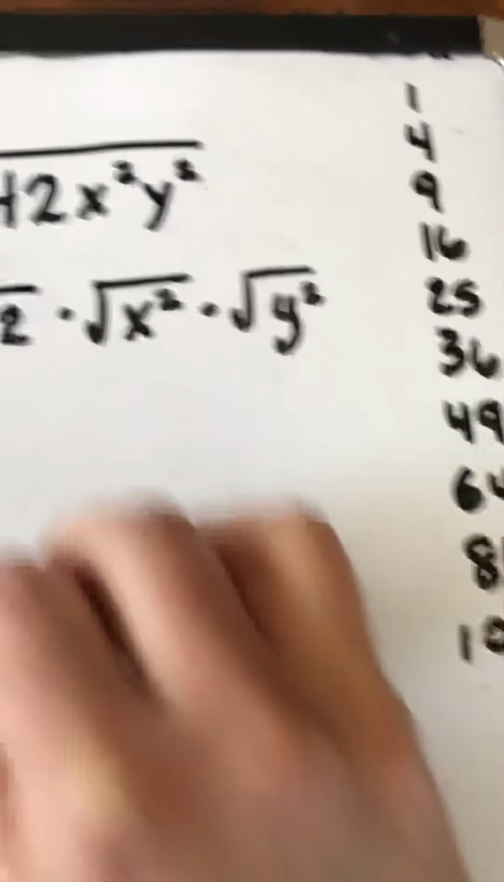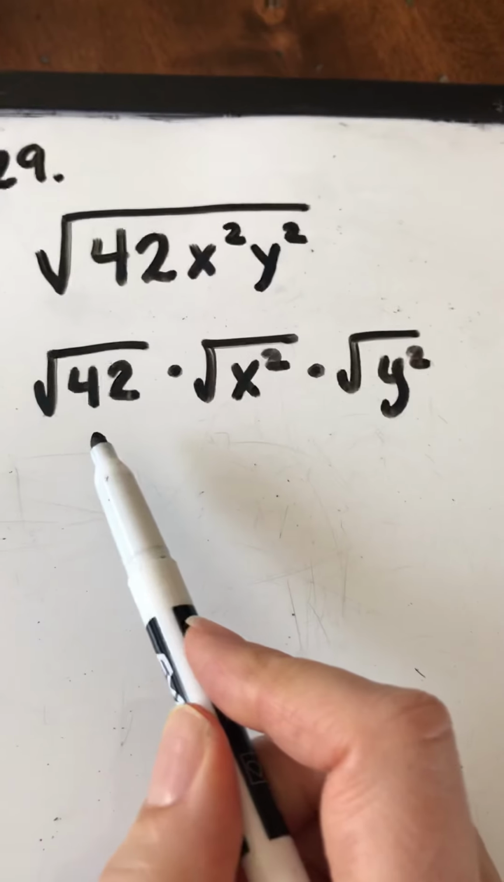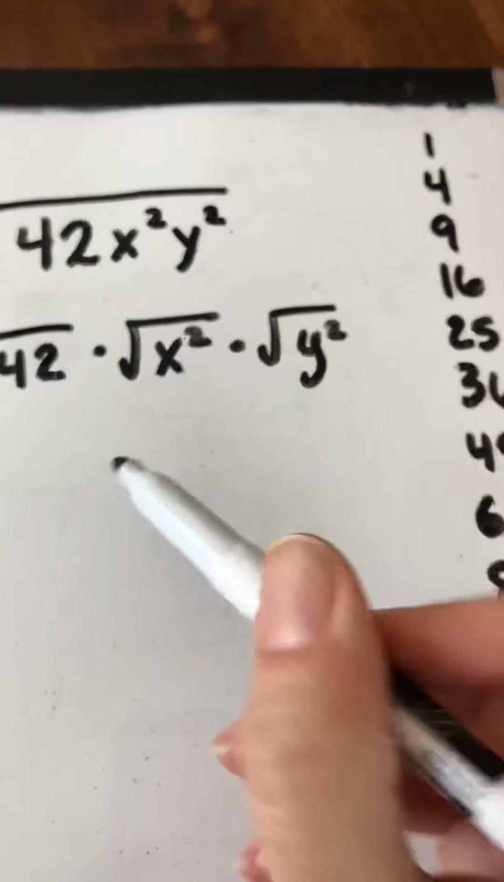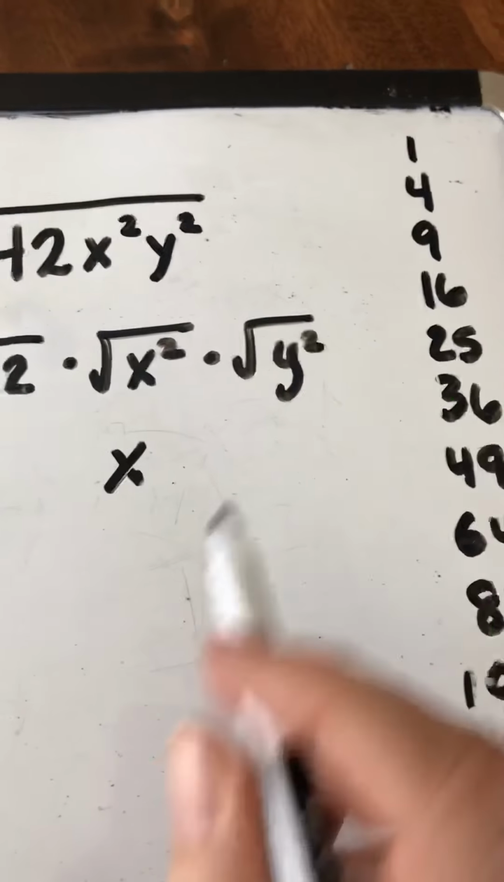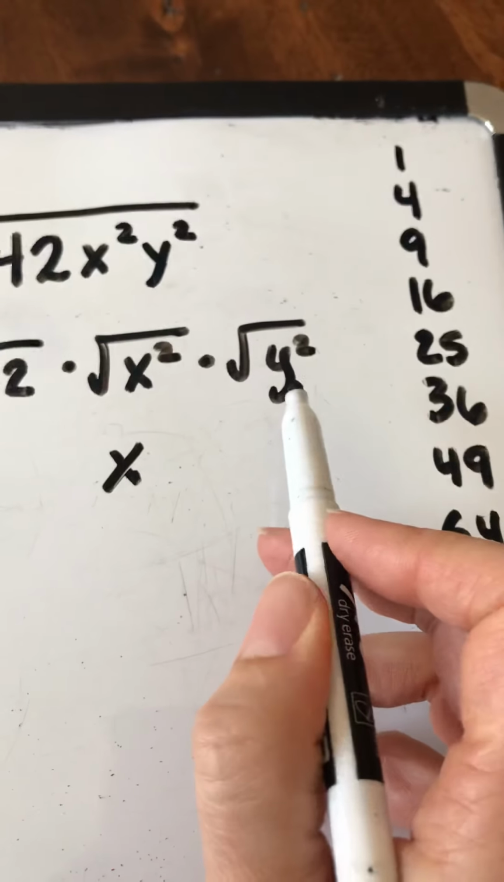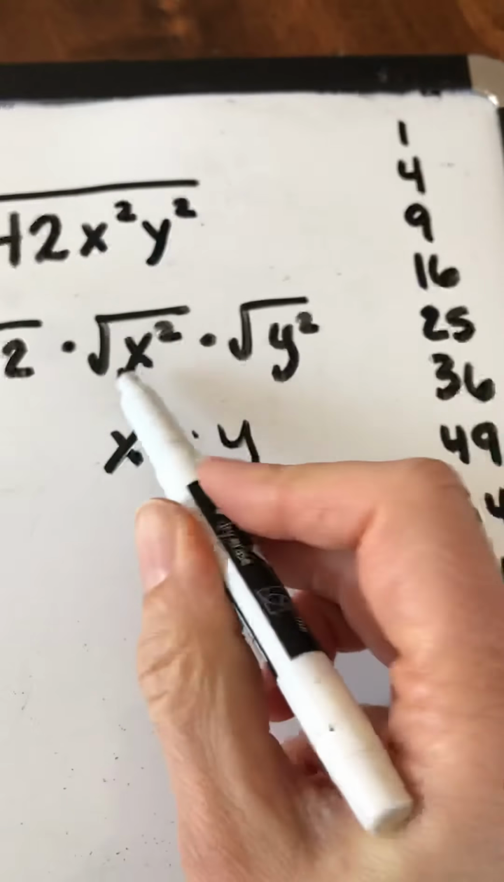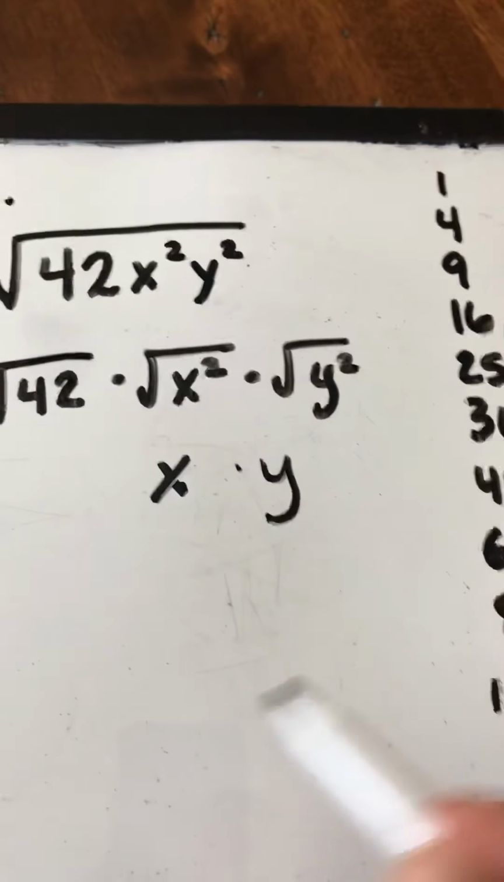So let's just erase this to give me more room. Remember, we just said this can't be simplified because there aren't any perfect squares that can go into it, but the square root of something squared is just that value, so it'll just be x. What do you think about the square root of y squared? That'll just be y. So these two square roots became x and y. They're outside the square roots.